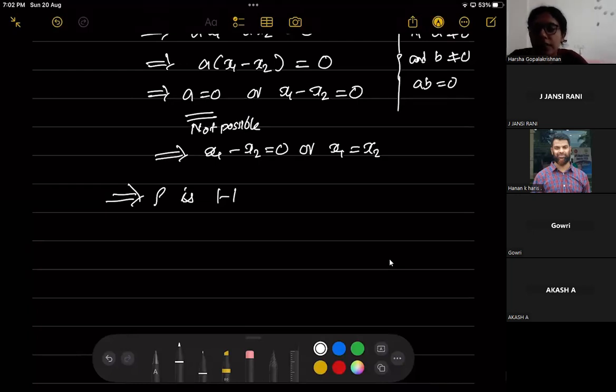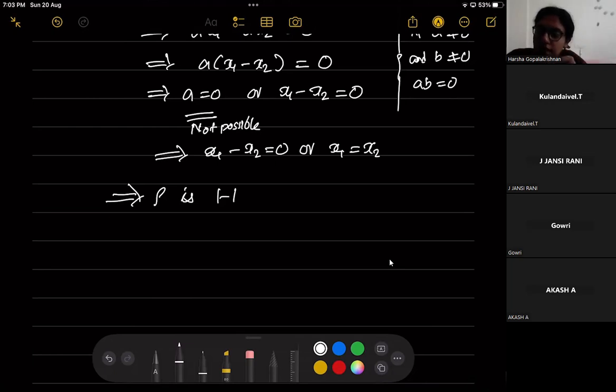So what we are getting is rho is defined from a finite set R star to the same set R star, and rho is 1-1. That means distinct elements in R star have distinct images in R star. So it should be onto also. So rho is onto, since R star is a finite set.